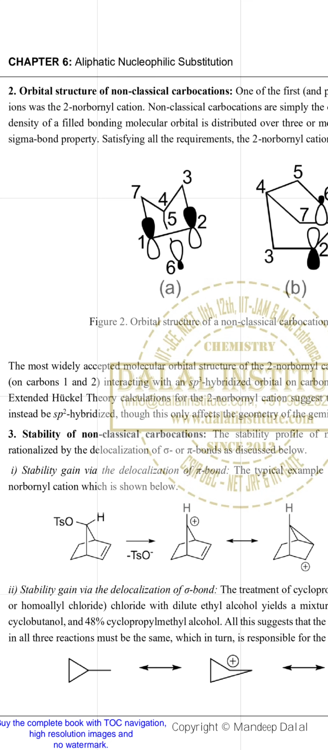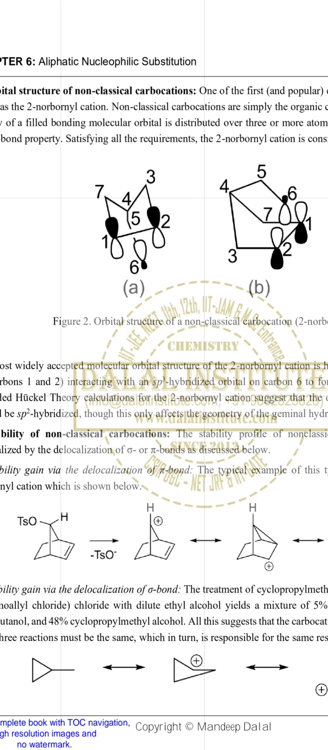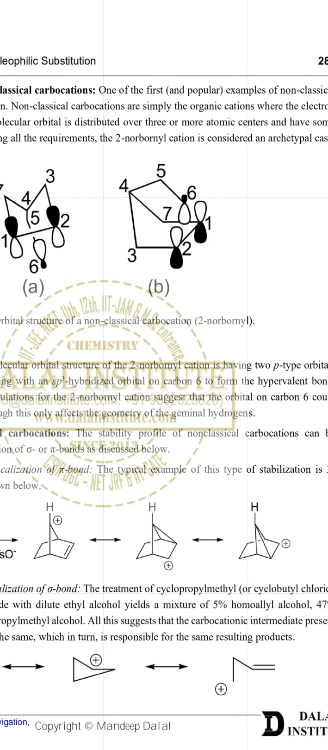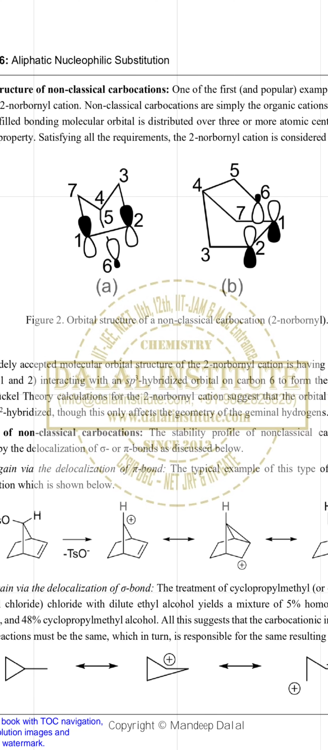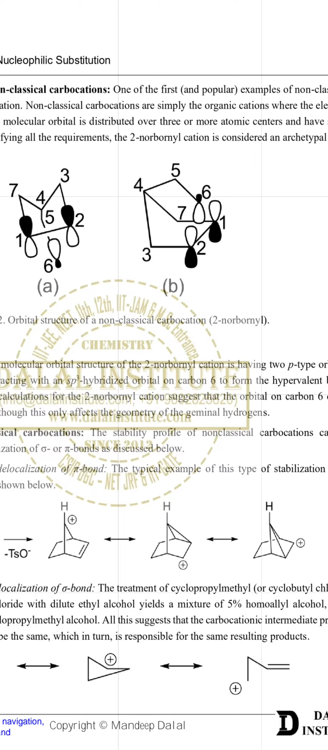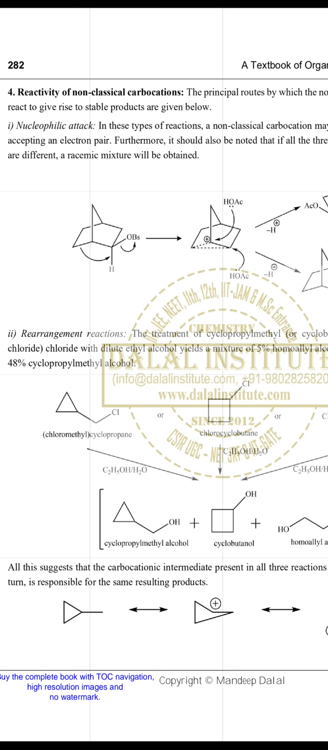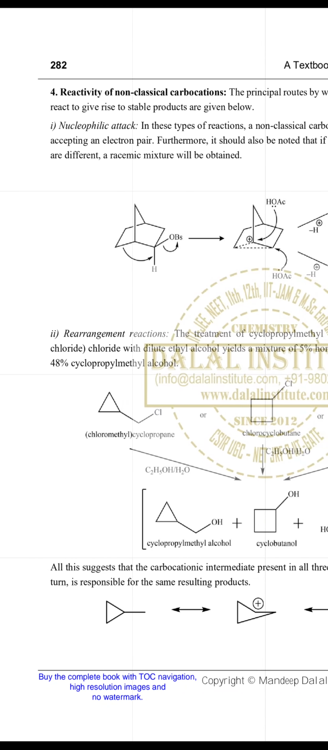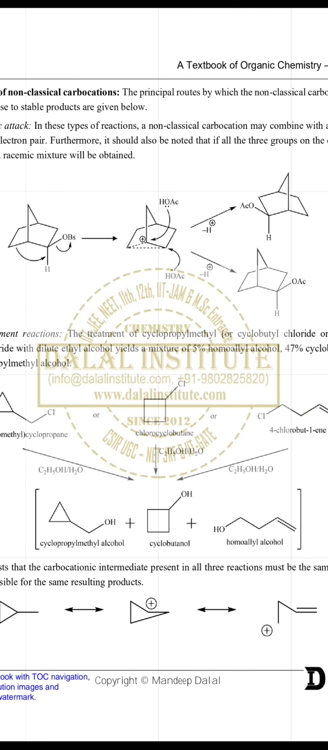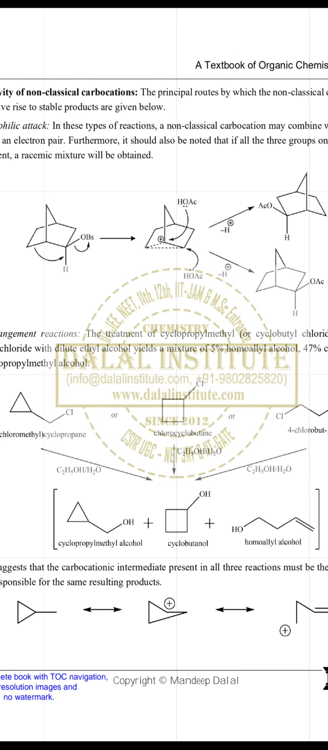Stability of non-classical carbocation, you can see stability gained via the delocalization of pi bond. You have these products, formation of this and this. Stability gained via the delocalization of sigma bond. You can see the formation of this carbocation and this carbocation. Now, reactivity of non-classical carbocation, nucleophilic attack, formation of this exo-endo, and if you have this, then the formation of this product or again this product. So, a lot of products here.